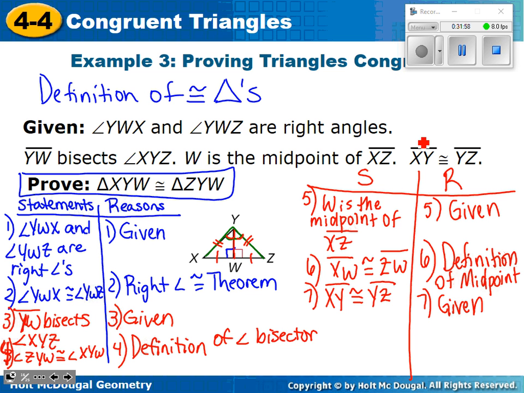Exactly, because in those 2 triangles, they share that same side, right? So it's the same side in both triangles. So what Bree said is exactly what we would write. YW is congruent to YW. You can't split it apart because they share that common point, and you would have to call it a different point, and it's not a different point.